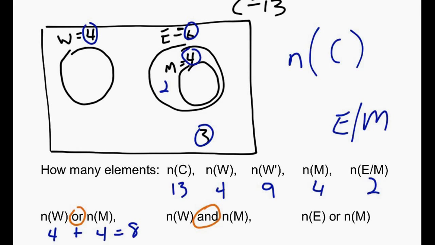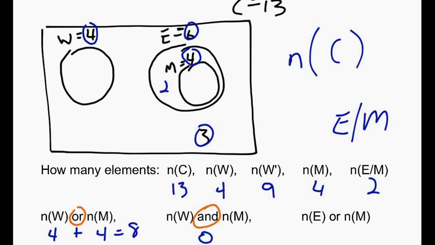Now it says "and", so we want to know how many are in the west and in the Maritimes. Because there is no overlap, those circles are totally separate, different provinces, we'd say 0. There are none that are in both the west and the Maritimes at the same time.